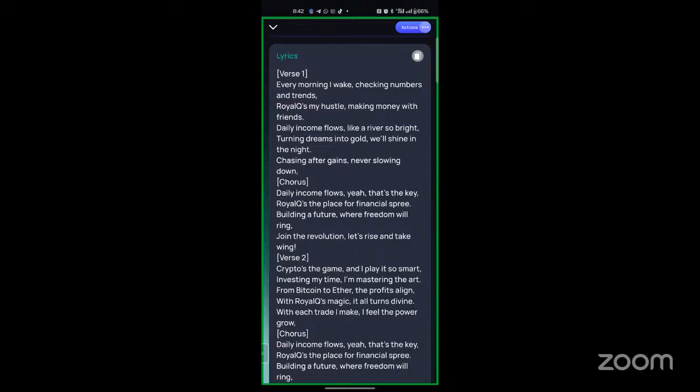Crypto's the game and I play it so smart. Investing my time, I'm mastering the art. From Bitcoin to Ether, the profits align. With Royalq's magic, it all turns divine. With each trade I make, I feel the power grow. Daily income flows, yeah, that's the key. Royalq's the place for financial spree. Building a future where freedom will ring. Join the revolution, let's rise and take wing.